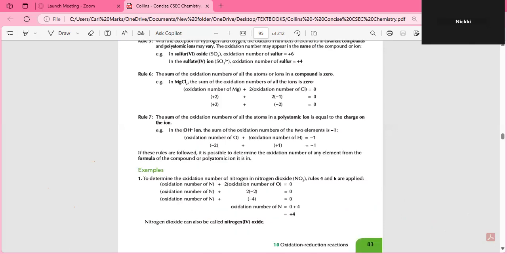Rule number 6. The sum of the oxidation numbers of all the atoms or ions in a compound is 0. All right, here we go again. So when we have a compound, if we were to add up the oxidation numbers, what can it be?